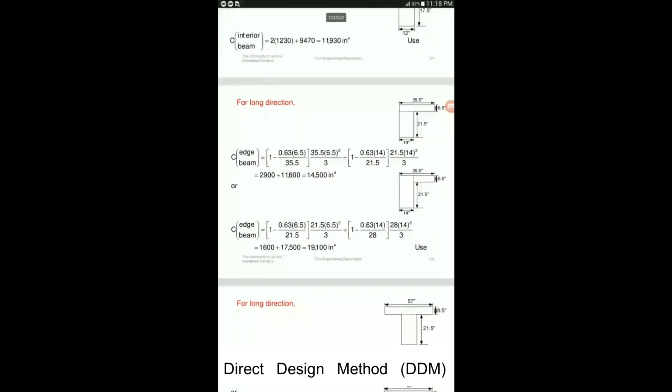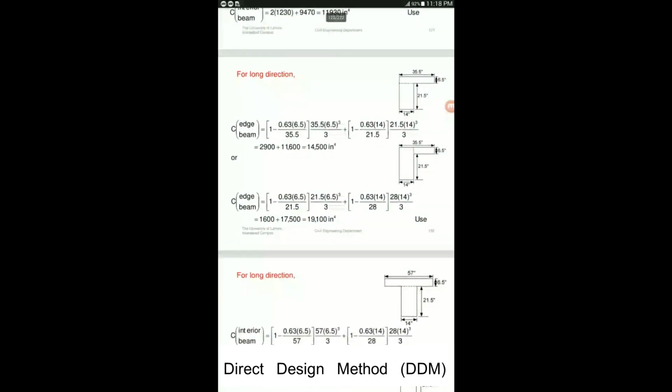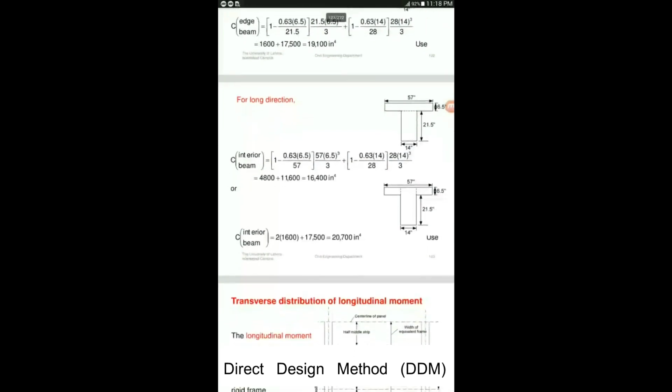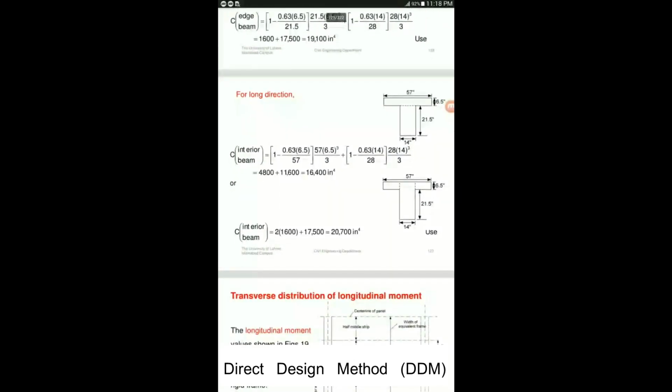In the same way, in the long direction, you will have L-shaped beams. Also in the long direction, you will have T-beams as well. So in each direction, you have L-shaped beams and you have T-shaped beams. So for each of these 4 beams, we have calculated a torsional constant C.